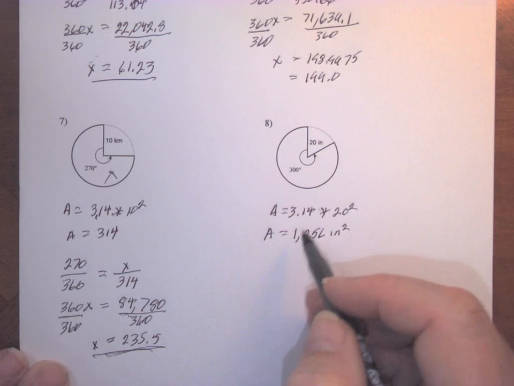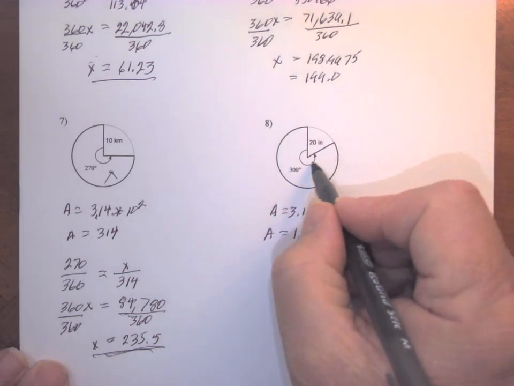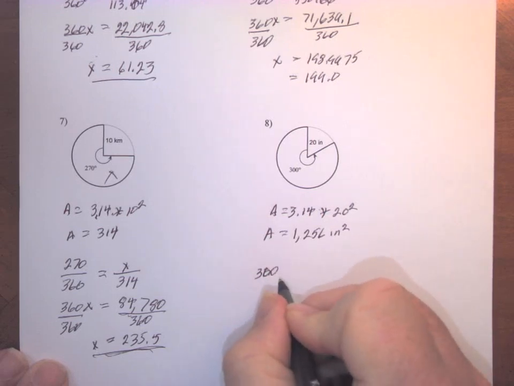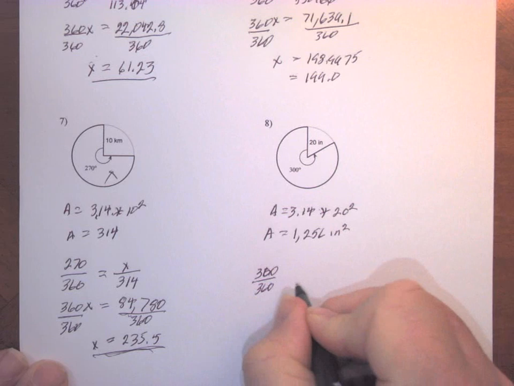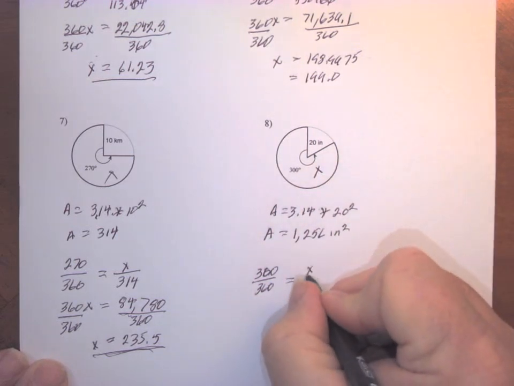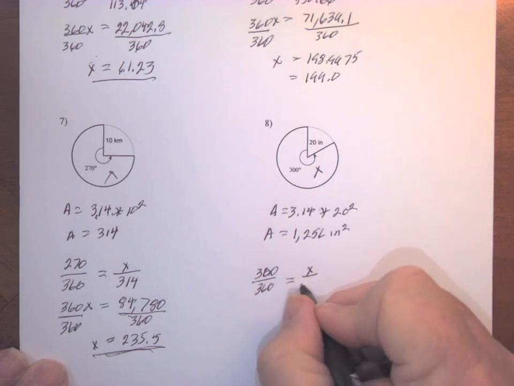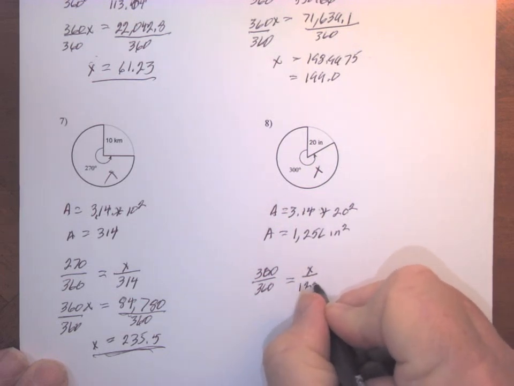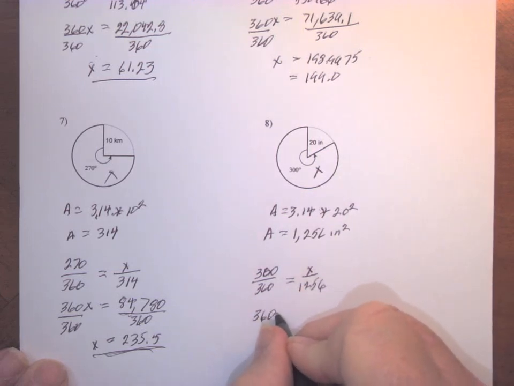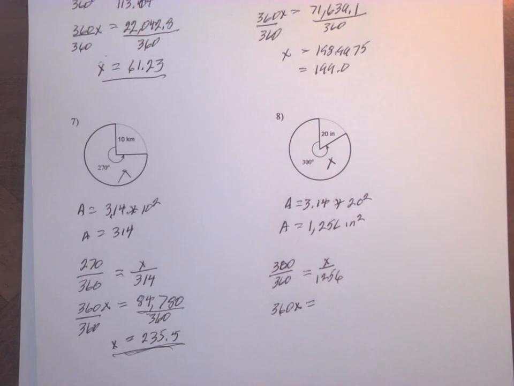So we come up here, we've got a central angle of 300 degrees over 360 has got to equal what we're looking for, x over 1256. Cross multiply, we get 360x is equal to 300 times 1256.